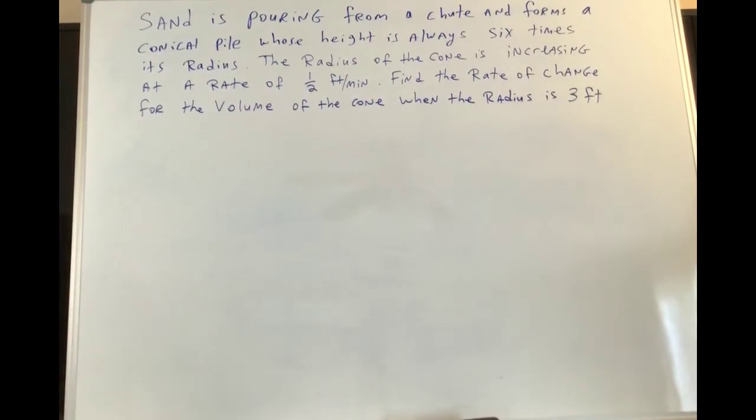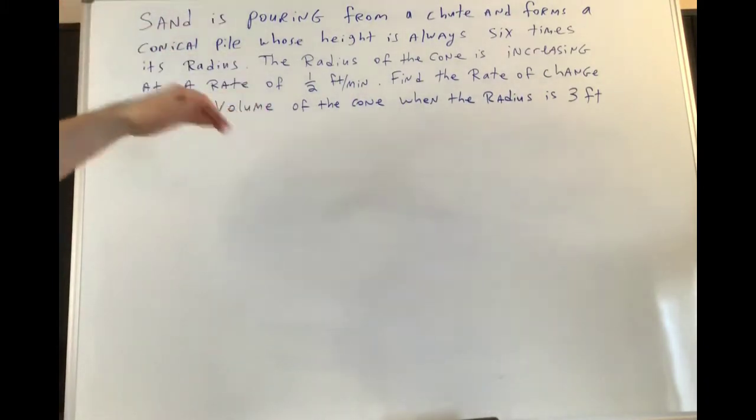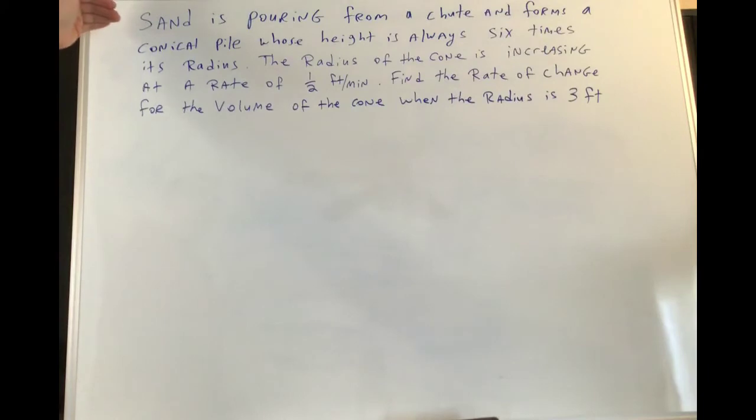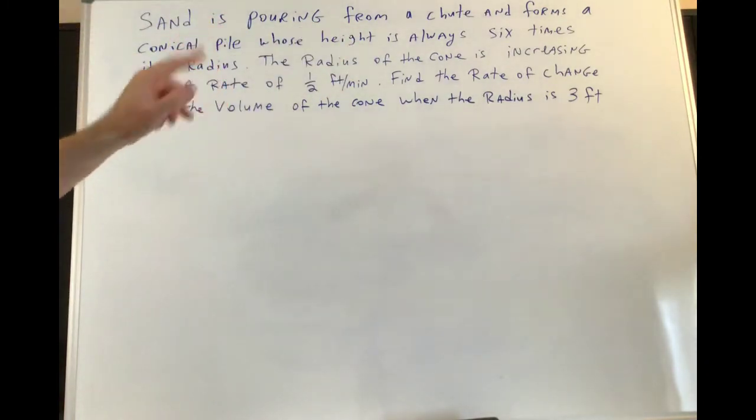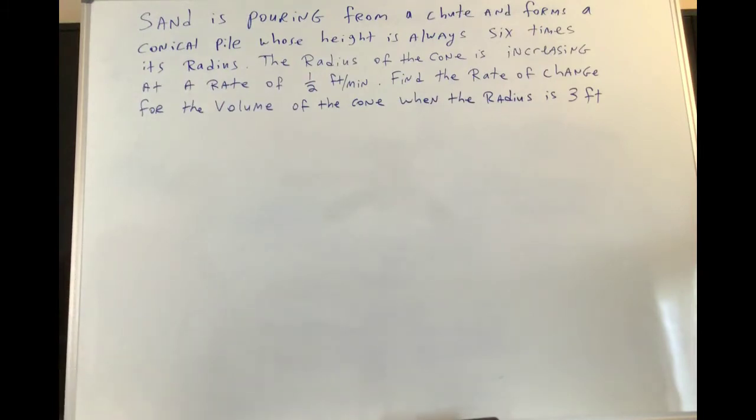Okay, so the next question, you're going to have to let the horror of this one sink in a little. Sand is pouring from a chute and forms a conical pile. What? Whose height is always 6 times its radius. Yeah, that makes sense. The radius of the cone, oh, it's a cone, hence conical pile. Okay, I understand. The radius of the cone is increasing at a rate of 1/2 foot per minute. Okay. Find the rate of change for the volume of the cone at the moment in time that the radius happens to be 3 feet.